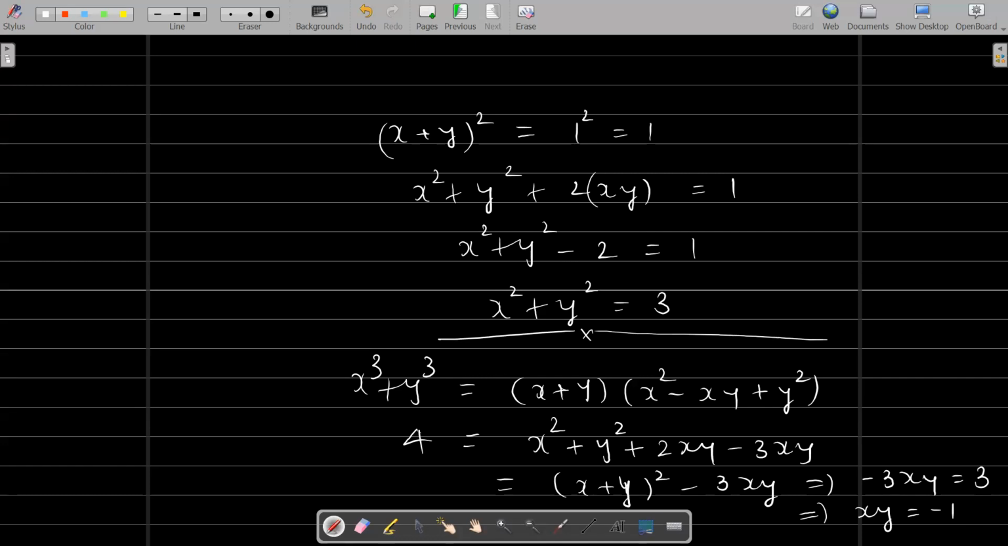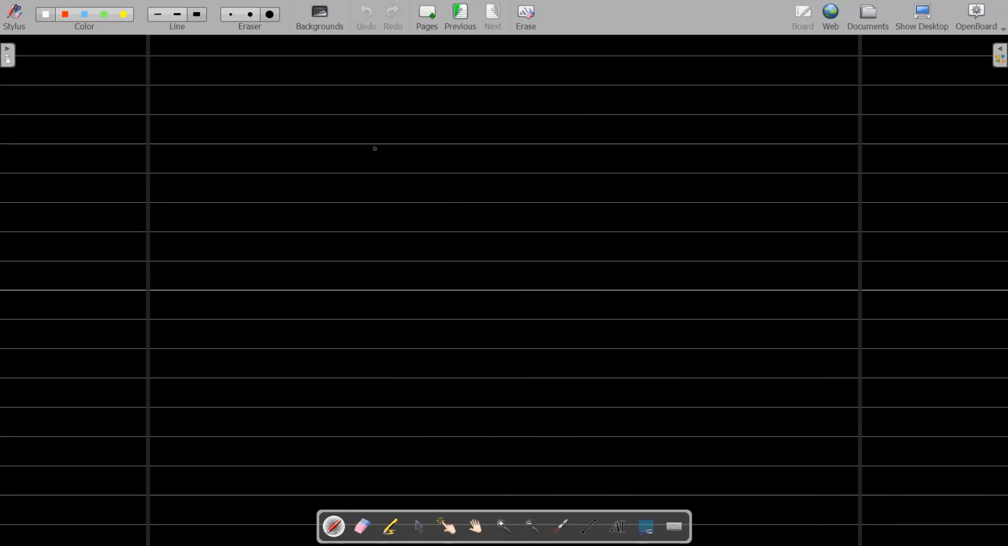Anybody has any other variation? Sir, I did it by x equals 1 minus y. So x plus y is 1 and therefore y is 1 minus x, so we bring it into one variable. That's a nice way.